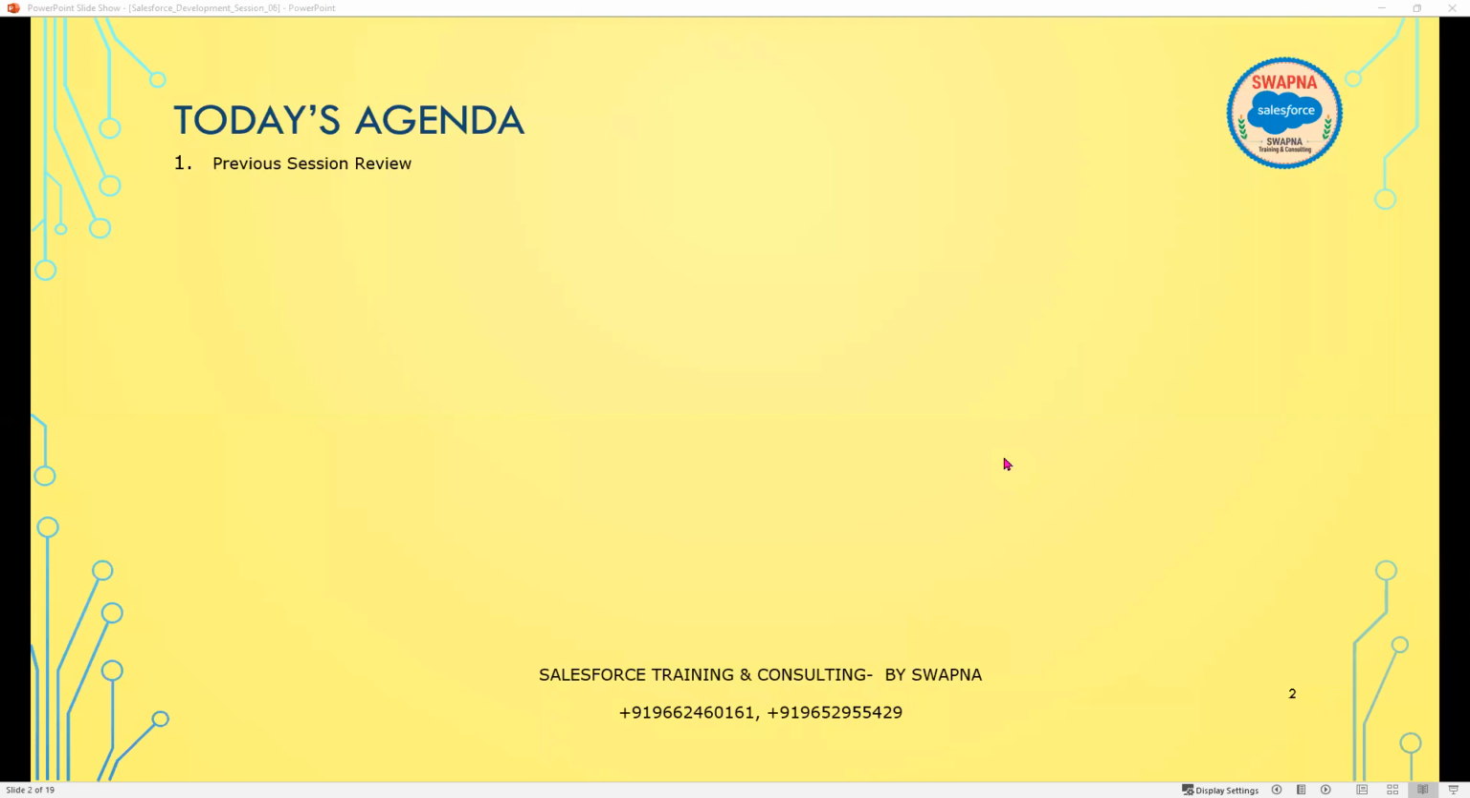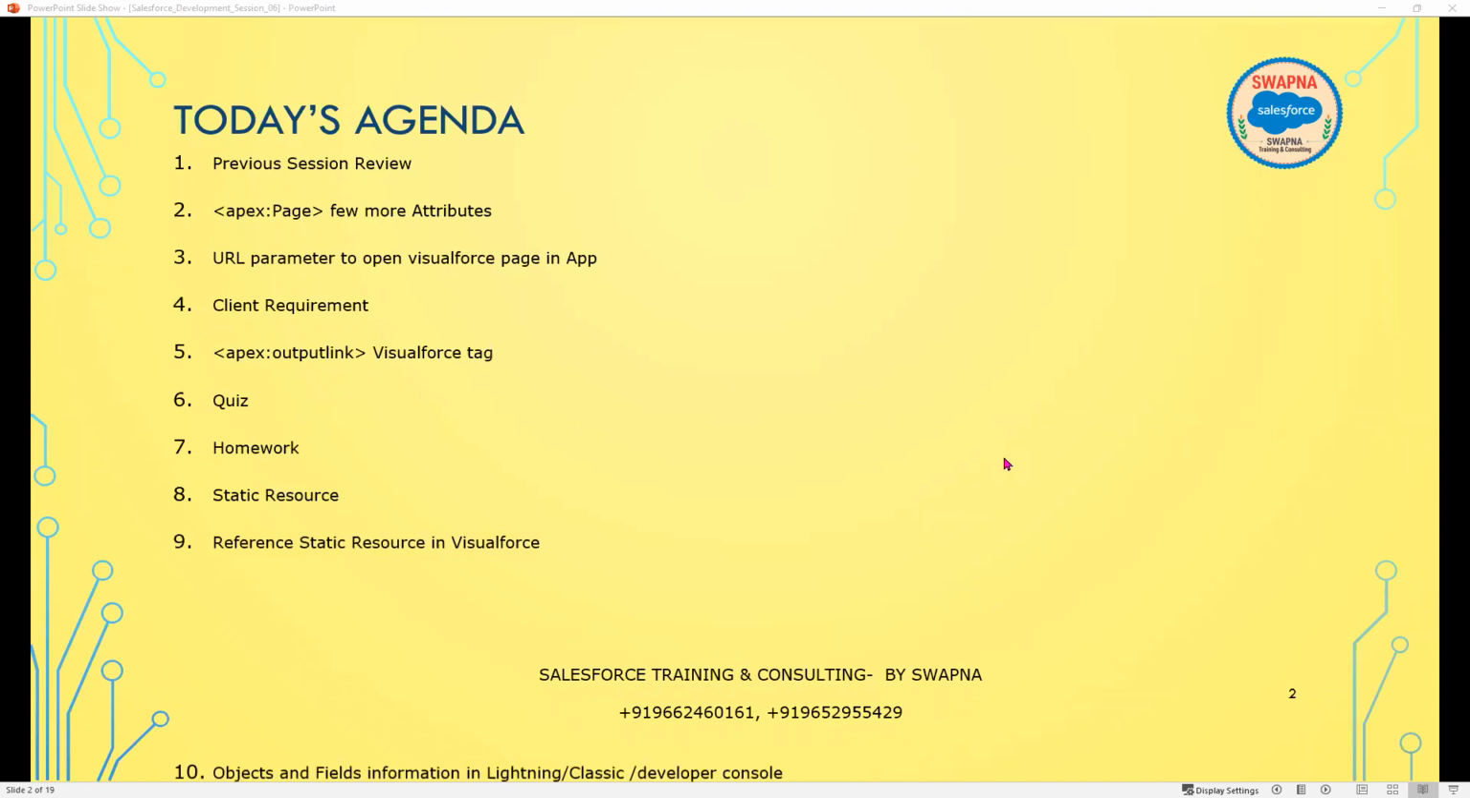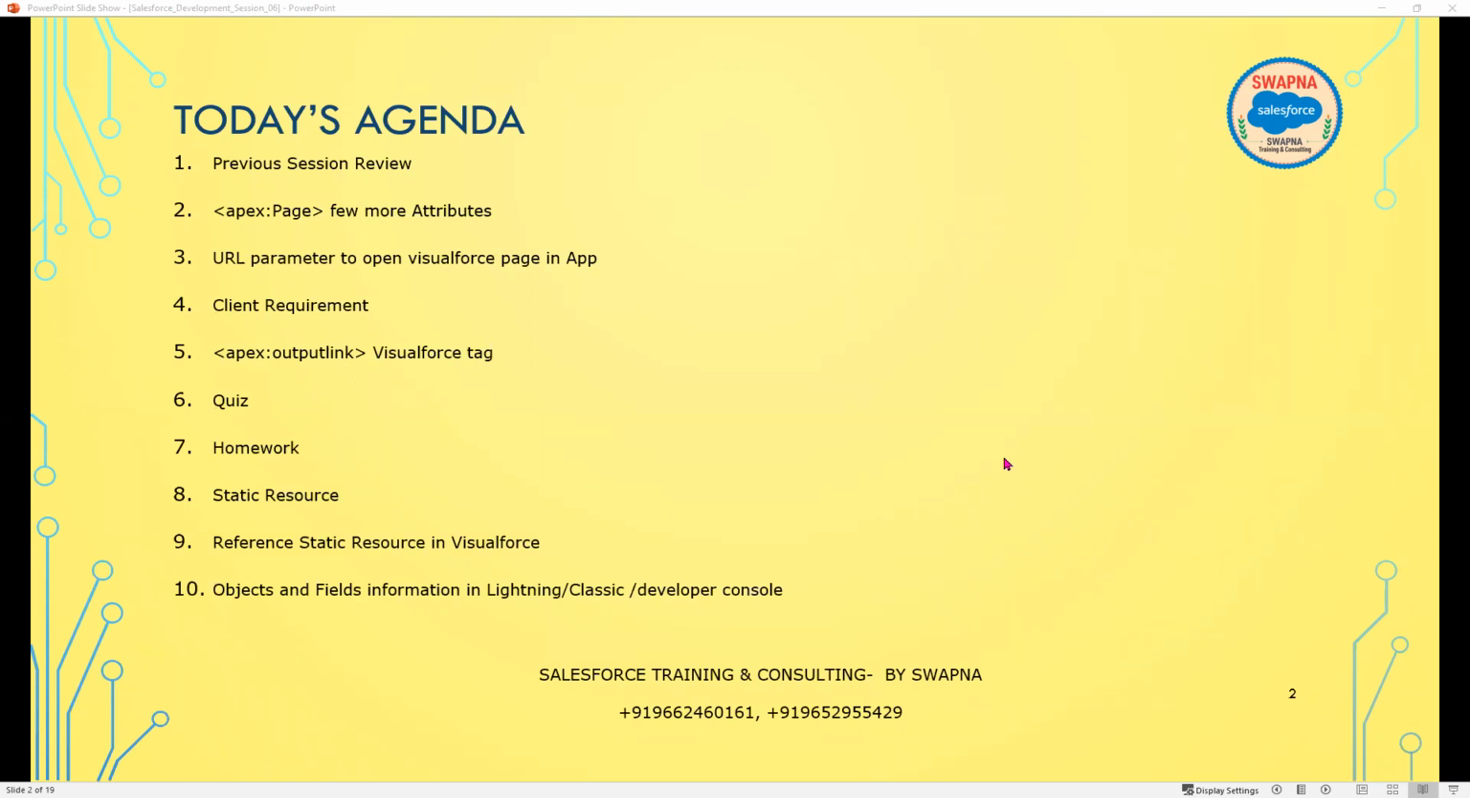We'll talk about the previous session overview, and then we will discuss a few more attributes in the apex page. And then we will talk about the URL parameter to open the Visualforce page in the application. And we'll see one of the requirements, and then we'll talk about the apex output link. And we'll have a quiz, homework, and then we will talk about the static resource, the differences of static resource in the Visualforce page. And also we will see how the objects and fields information displays in Lightning, Classic, and Developer Console. And finally, we'll have a Trailhead.